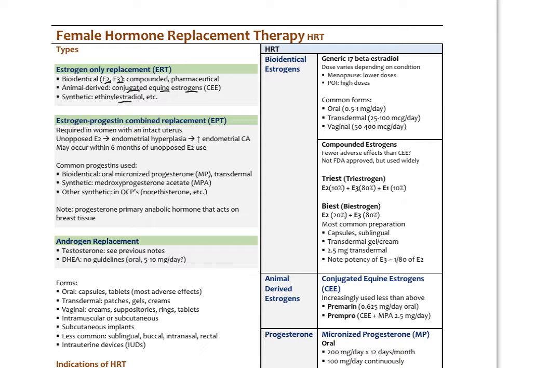Common progestins that are used are the bioidentical ones, and that would be oral micronized progesterone. The micronized has more of a slow release, so it retains more in the body over time. There's also transdermal progesterone. The synthetic form of progestin that's commonly used is medroxyprogesterone acetate, or MPA. And then there are other synthetic progestins like norethindrone or norethisterone that are found in oral contraceptives.